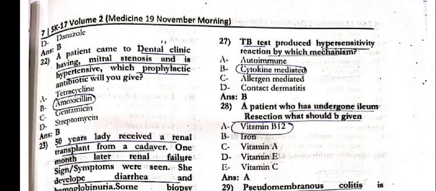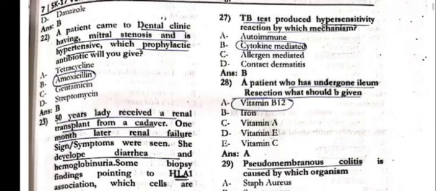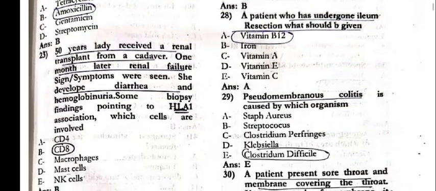Next, 22, the patient came to the dental clinic having mitral stenosis, is hypertensive. Which prophylactic antibiotic must be given? That is amoxicillin. 50-year-old lady received a renal transplant from a cadaver. 1 month later, renal failure signs and symptoms were seen. She develops diarrhea and hemoglobinuria. Some biopsy findings pointing to HLA1 association. Which cells are involved? That is CD8.